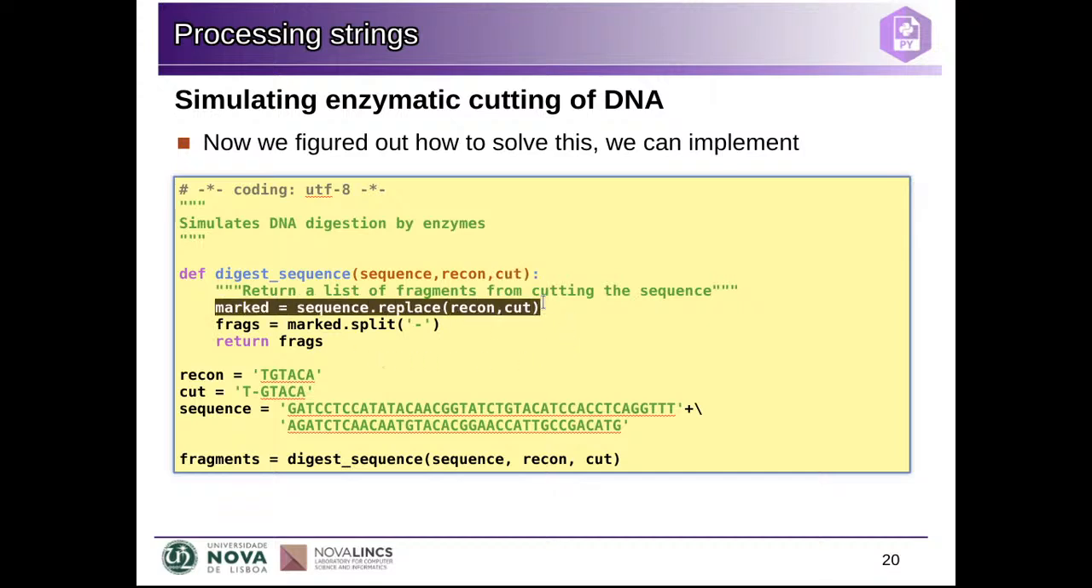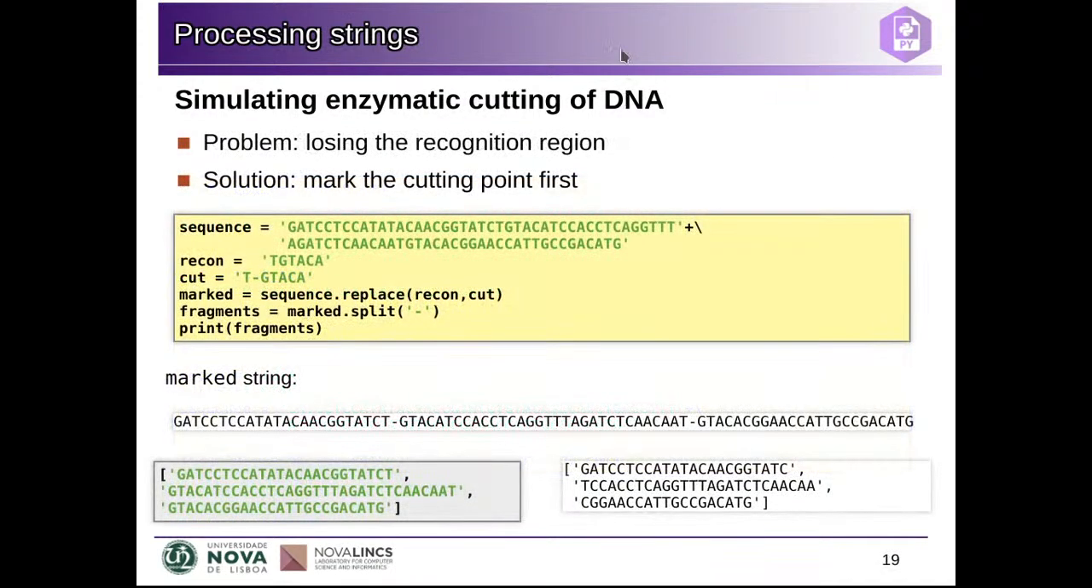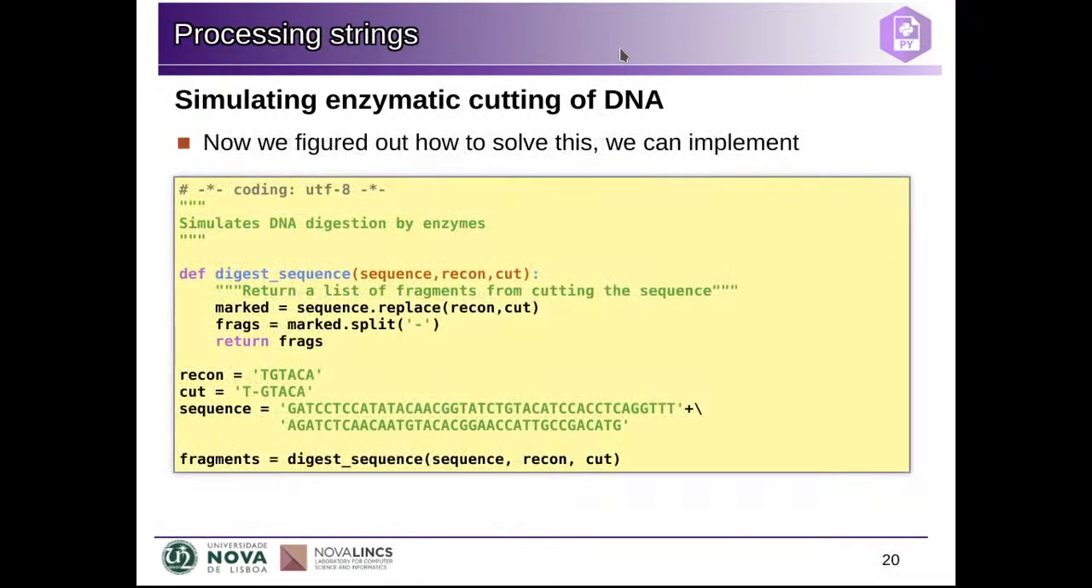So we create the marked version of the sequence by replacing the recognition site with the string that has the cut point marked. Then we get the fragments by splitting on this dash mark and return the fragments. So this is basically the same thing we've been experimenting here, but this illustrates an important point in functions.